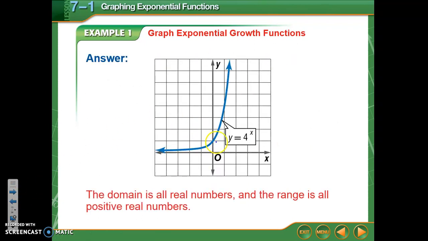Then we come over to this graph. Notice here's the point (0, 1). Here's the point (-1, 1/4), (-2, 1/16). Obviously, we're estimating. Here's the point (1, 4), and the point (2, 16) doesn't fit on this graph. But you can see the exponential growth shape. It starts out growing really slowly. It's really low. Then it starts to grow faster and faster and faster, and it shoots off to infinity. The domain is all real numbers, and the range is all positive real numbers.